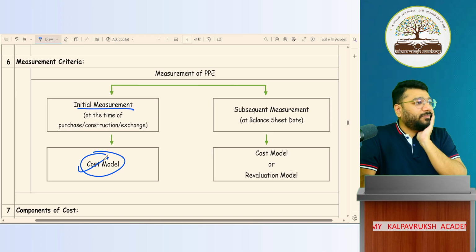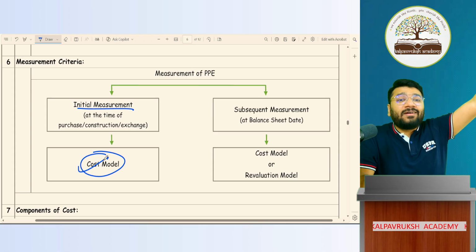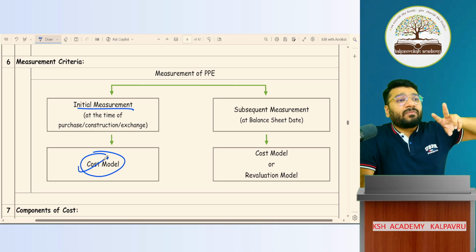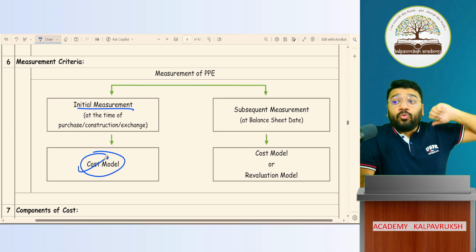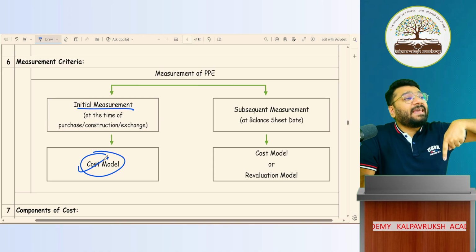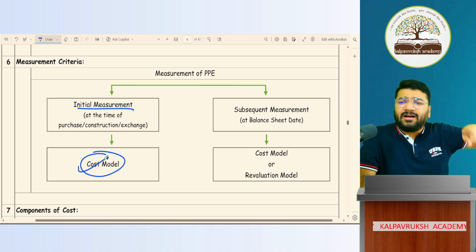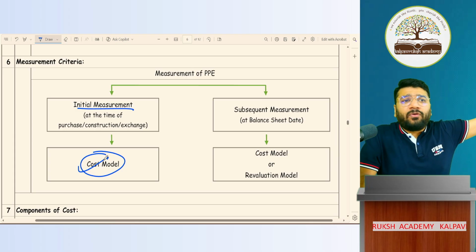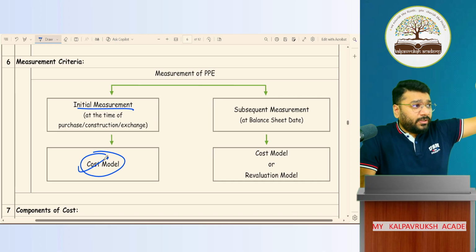But now you cannot do it, because AS10 will override the framework. Between AS10 and the framework, if there is a clash, who will supersede? Always the AS will supersede. If AS is telling you to only follow the historical cost concept, can you go and argue with them and say, no, we'll follow the framework, that is present value? Will you follow that? No.